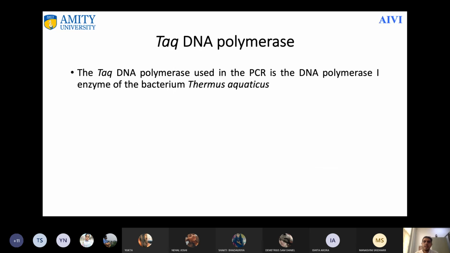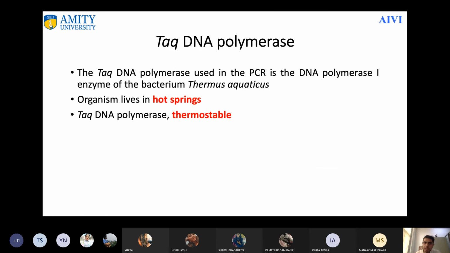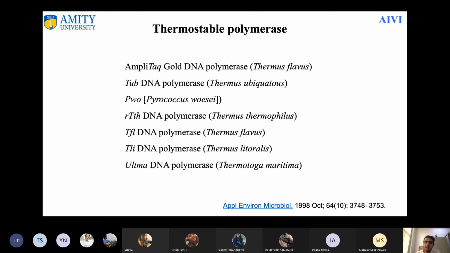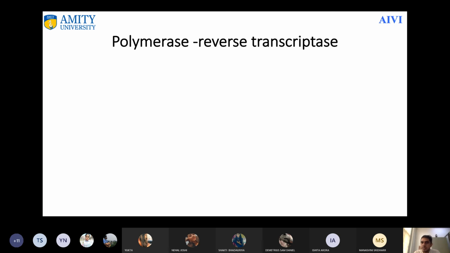So this is all about your thermostable polymerases. Now one more type of polymerase is there that we call the reverse transcriptase. Something here is reversed. Reverse is not the way we are talking about the direction reversing. If you say DNA polymerase, then we are talking about replicating in the 5' to 3' direction of the newly synthesized strand.